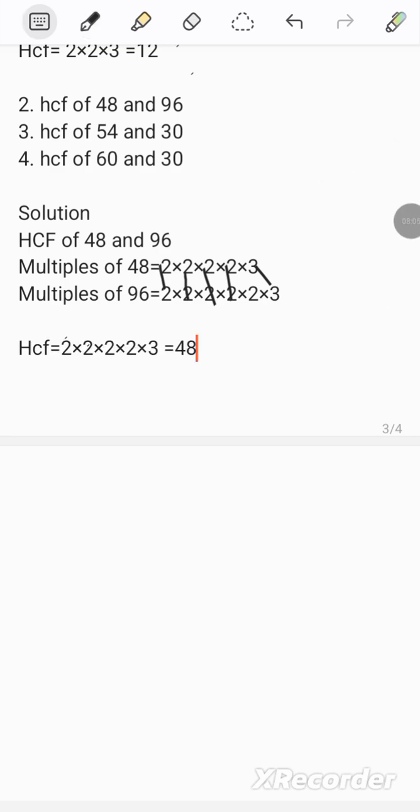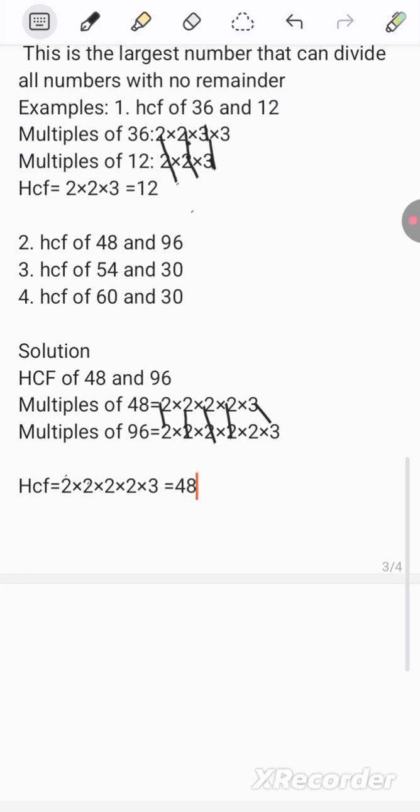How did I get 48? I multiplied the common multiples of both 48 and 96, that is 2 times 2 times 2 times 2 times 3, or 2 to the power of 4 times 3. Now, attention to detail is very, very necessary. As you can see, from the very first question, I did the HCF of 36 and 12, which gives me 12. And for the second, I did the HCF of 48 and 96, which gives me 48.